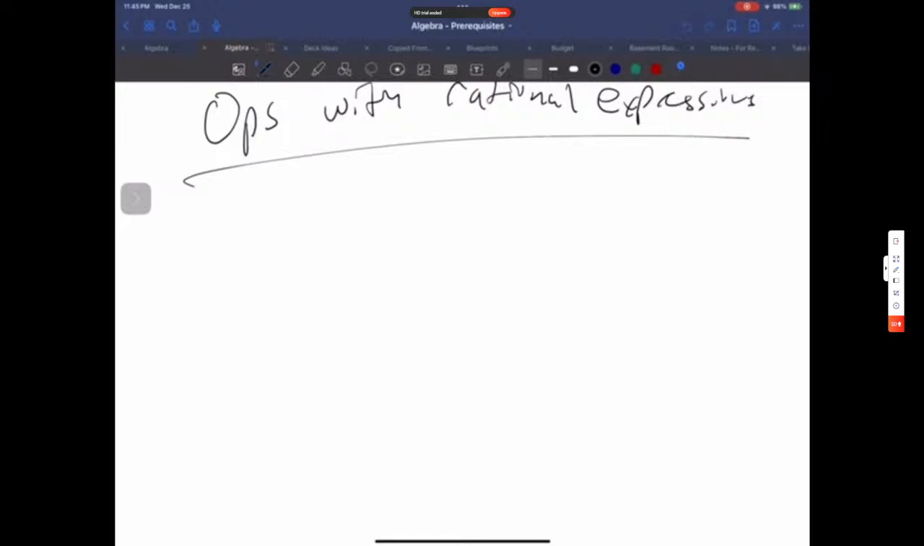Operations with rational expressions. Where we left off was simplifying rational expressions, but now you have multiplication and division. So we're going to start with example 4.